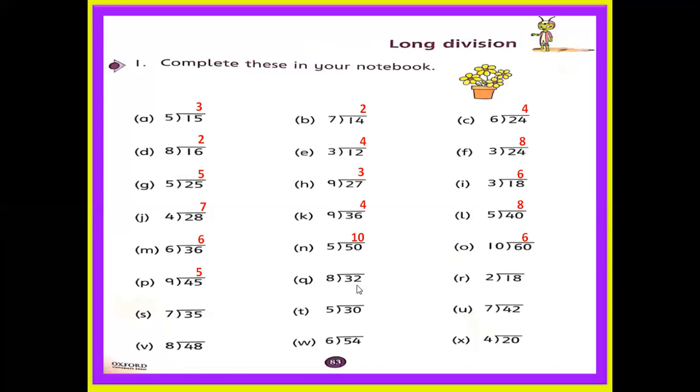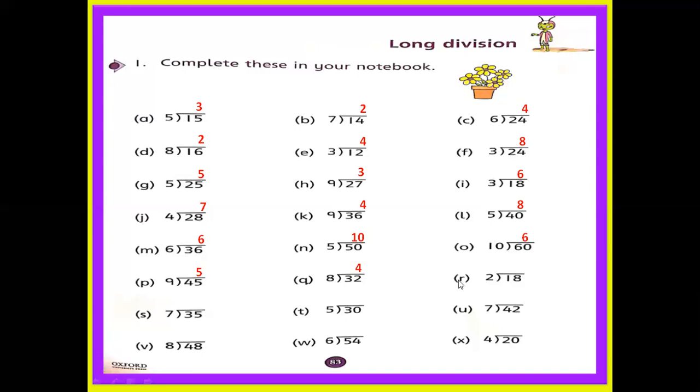Part 8: 32 divided by 8. So 32 is dividend and 8 is divisor. So read the table of the divisor. What is the divisor here? 8. 8 ones are 8, 8 twos are 16, 8 threes are 24, 8 fours are 32. So our answer is 4.